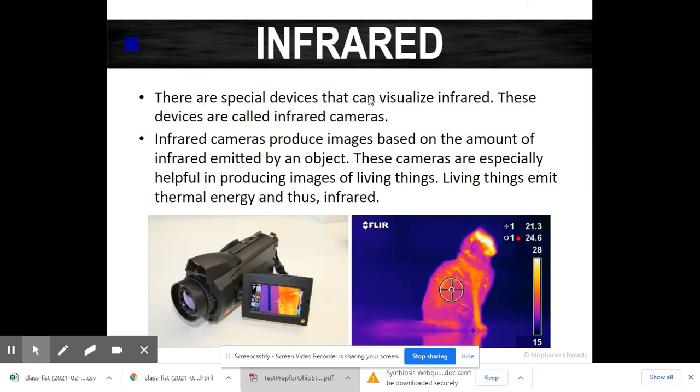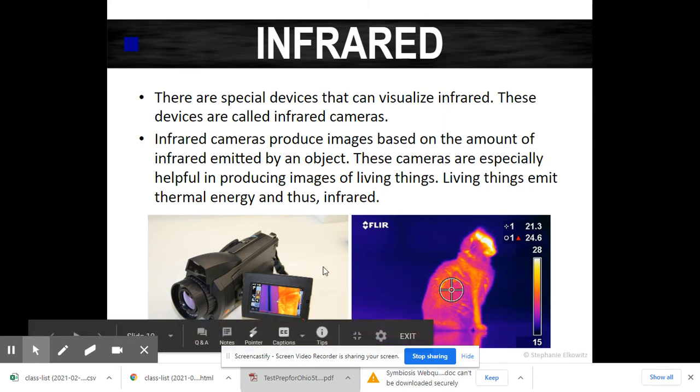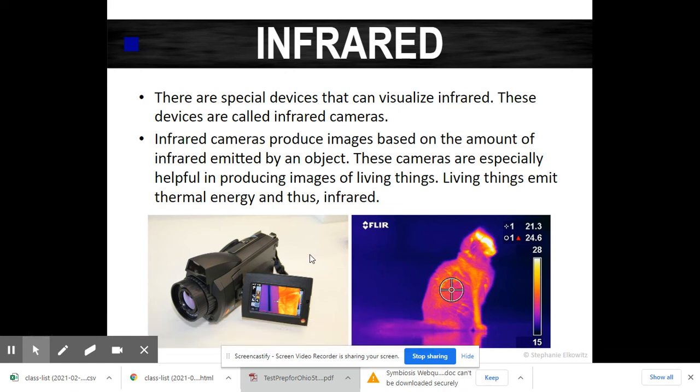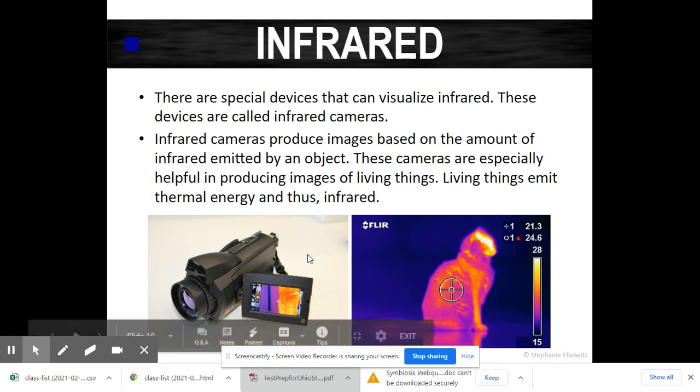There are special devices that visualize infrared. These are called infrared cameras. Infrared cameras produce images based on the amount of infrared emitted by an object. These cameras are especially helpful in producing images of living things. Living things emit thermal energy and thus are infrared.